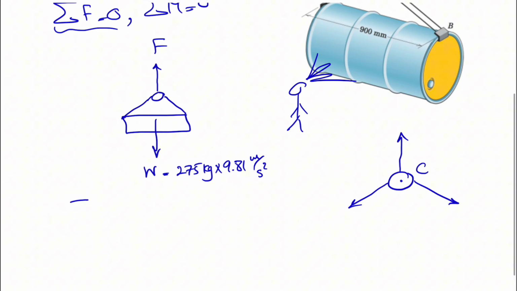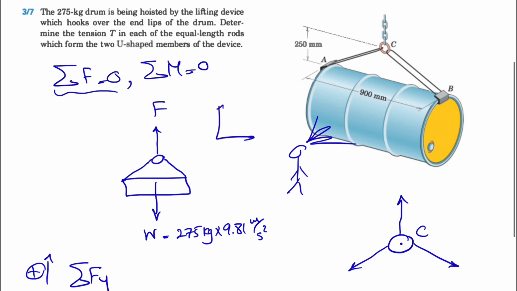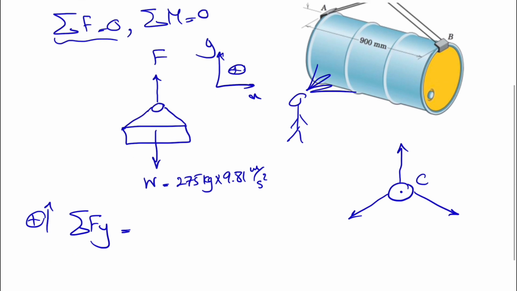And if we do our Fy equation, calling this one positive, so for y we can call our x and y in here, this will be with positive sign for x and y. So basically we have F minus W is equal to 0, which means our F is pretty much the W.